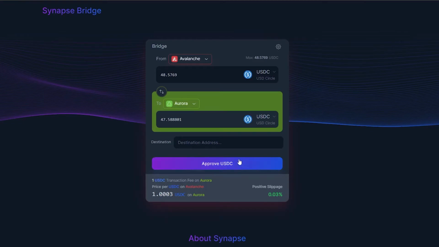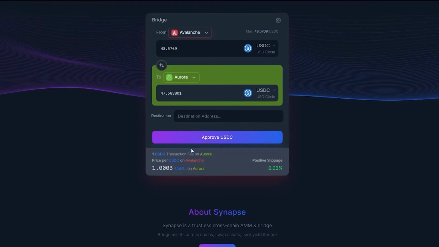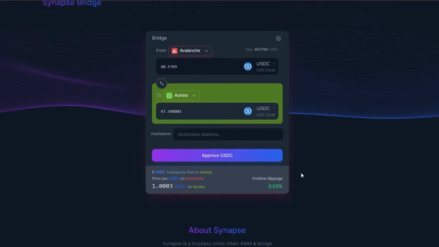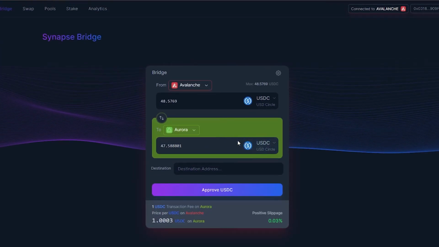so it's also very convenient. And as a matter of fact, as you guys can see right now, I actually have a positive slippage, which means that for every $1 that I send from Avalanche to Aurora, I will get $1.0003. So it's kind of cool. Obviously, it doesn't matter if you're only sending a couple thousand dollars, but whenever you're sending hundreds of thousands of dollars, you get a coffee drink for free basically.